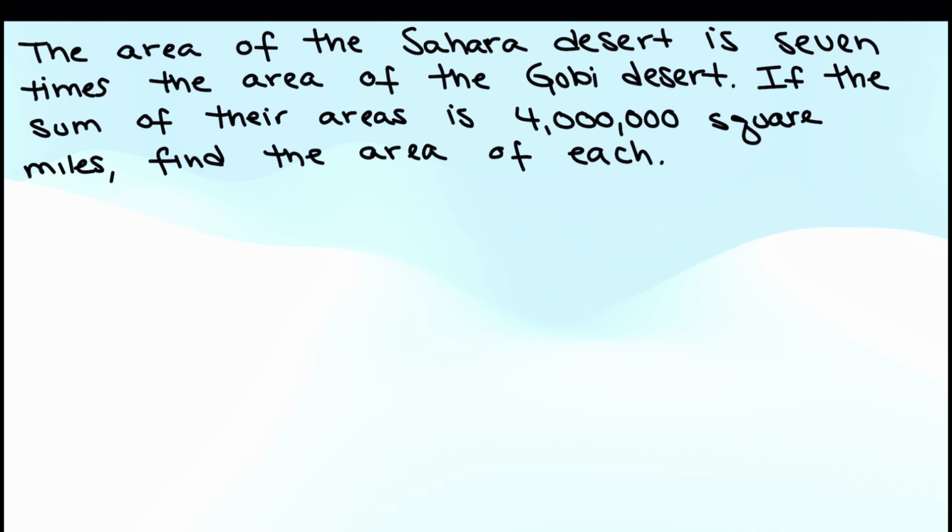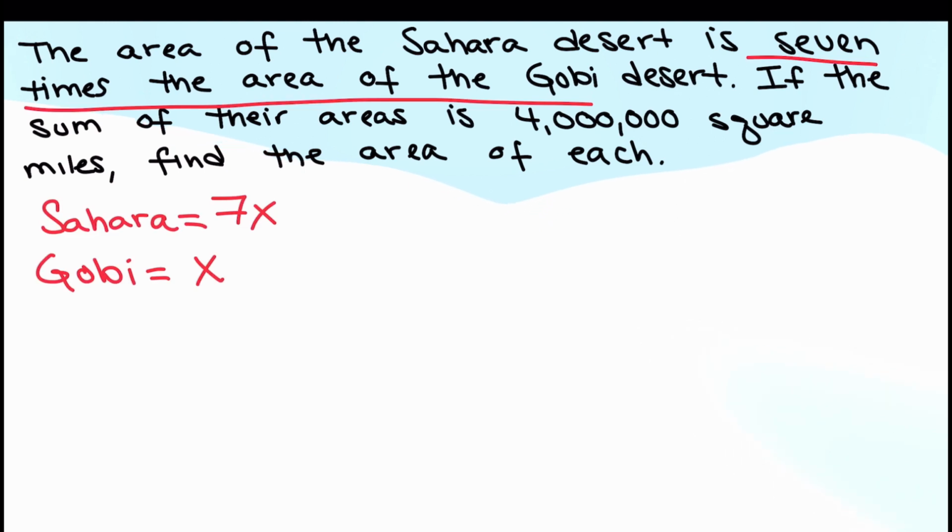Example 2. The area of the Sahara Desert is 7 times the area of the Gobi Desert. If the sum of their areas is 4 million square miles, find the area of each. So in this problem, we technically have two unknowns. We don't know the area of the Sahara or the area of the Gobi. All we're told is that the Sahara is 7 times the Gobi. So if we call the area of the Gobi Desert x, then the Sahara would be 7 times that, or 7x. So those are my unknowns.